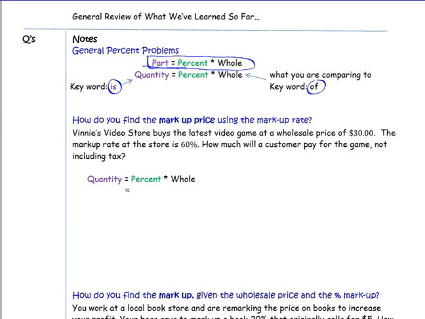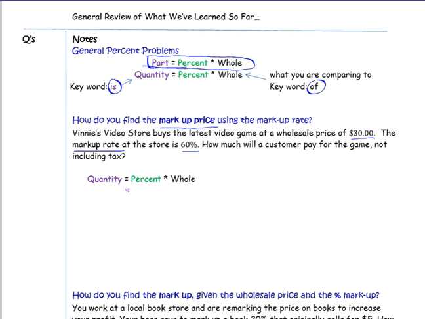How do you find the markup price using the markup rate? Vinny's Video Store buys the latest video games at a wholesale price of $30. The markup rate at the store is 60%. How much will a customer pay for the game, not including tax? So the difference between markup rate and markup. The markup rate is a percent of the original cost. The markup is the amount of money it's increased by.